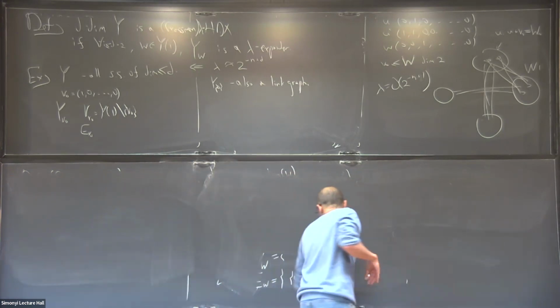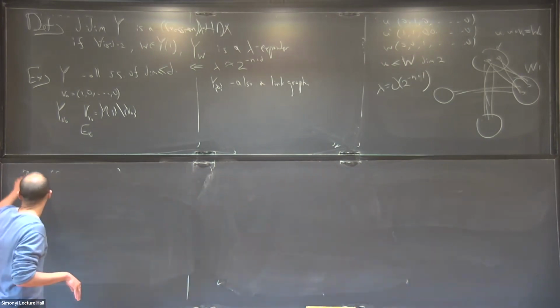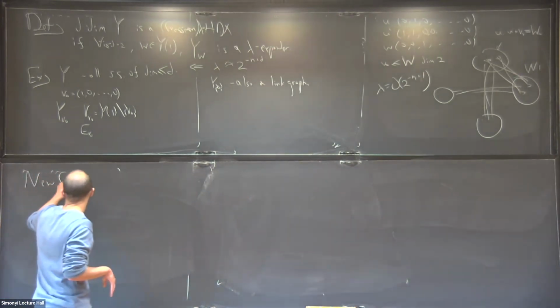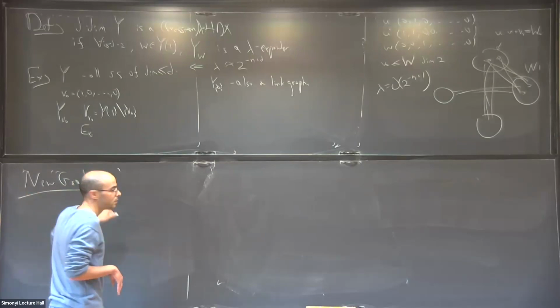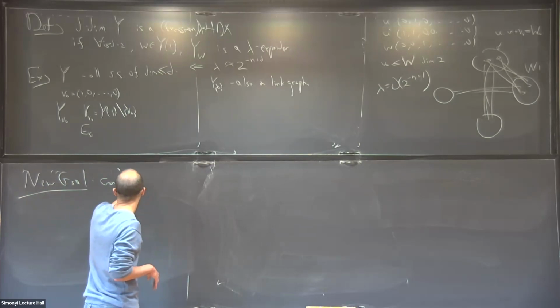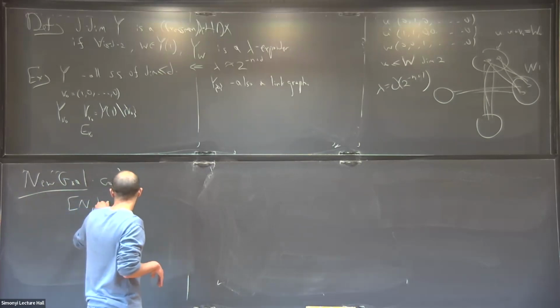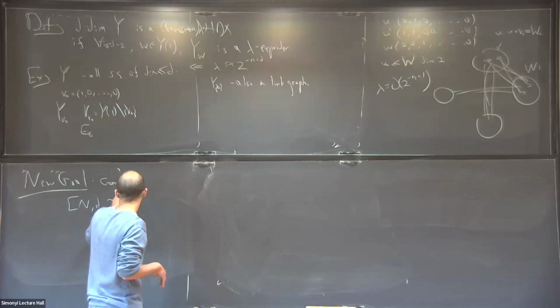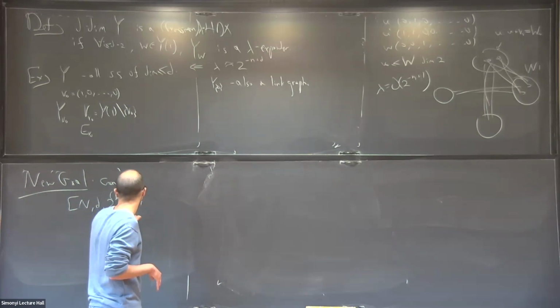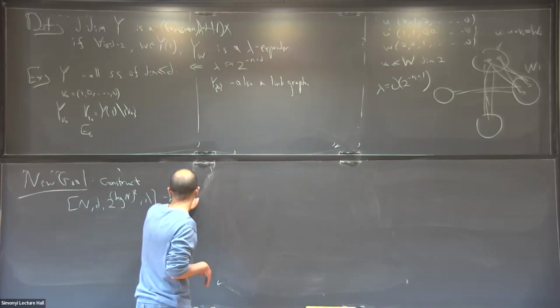So what's the upshot of all this? Now we actually have a new goal, which is constructing n to the 2 to the log n to the epsilon lambda Grassmann HDXs.